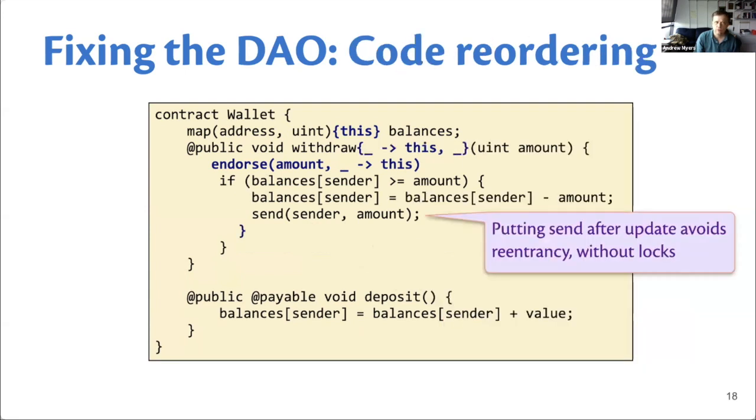We can also fix this by reordering things so that the send happens after the update to the balances. So now all of the high integrity effects are happening before send is called. And so we don't have to acquire a lock, and the compiler will also tell us that this code is perfectly fine as well. So we're able to handle both of these kind of natural solutions to the original vulnerability.